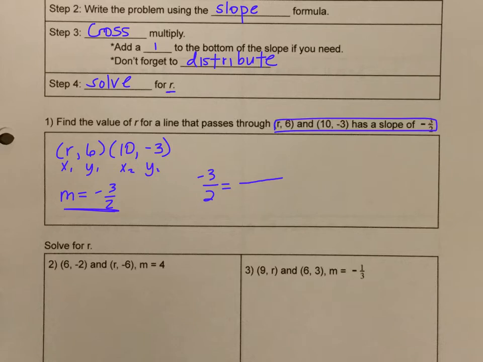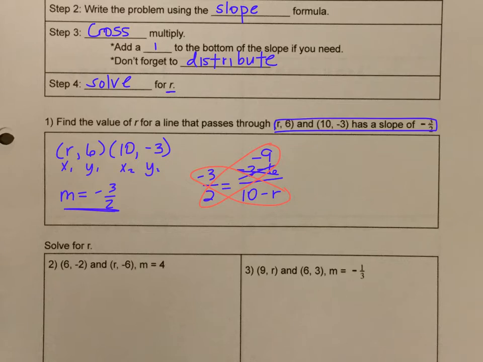y2, -3 minus 6 over 10 minus r. Well, this right here, -3 minus 6, that's a -9. So I'm going to go ahead and just make that a number. Now we're going to cross multiply, which means these guys get multiplied together and these guys get multiplied together. It makes an X. It looks like multiplication.